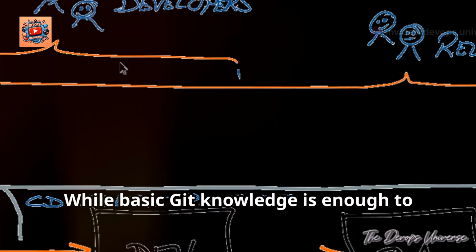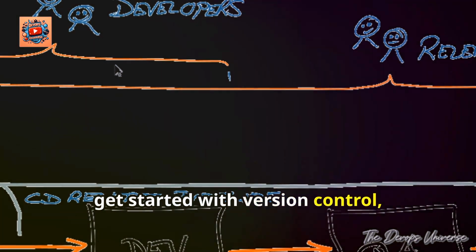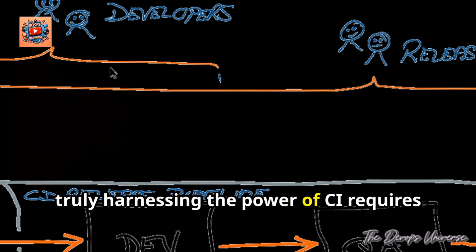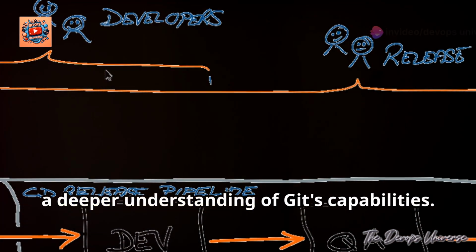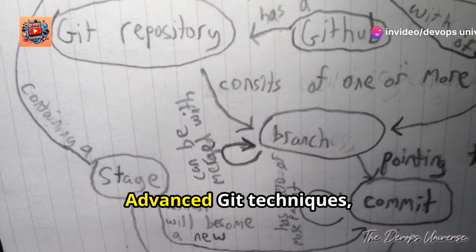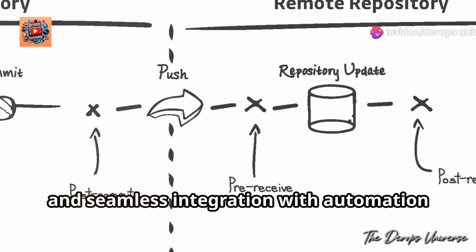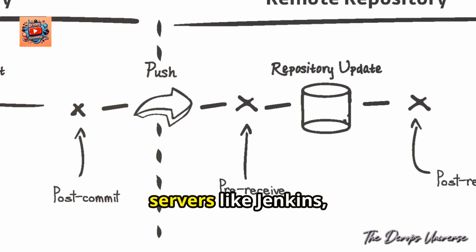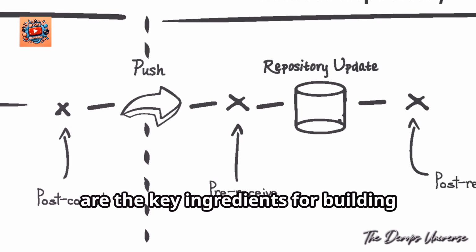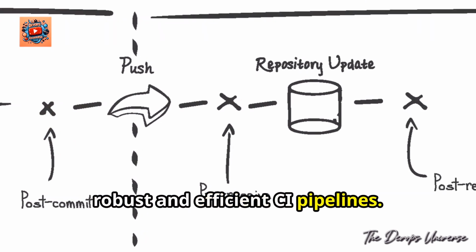While basic Git knowledge is enough to get started with version control, truly harnessing the power of CI requires a deeper understanding of Git's capabilities. Advanced Git techniques, such as Git hooks, strategic branching models, and seamless integration with automation servers like Jenkins, are the key ingredients for building robust and efficient CI pipelines.